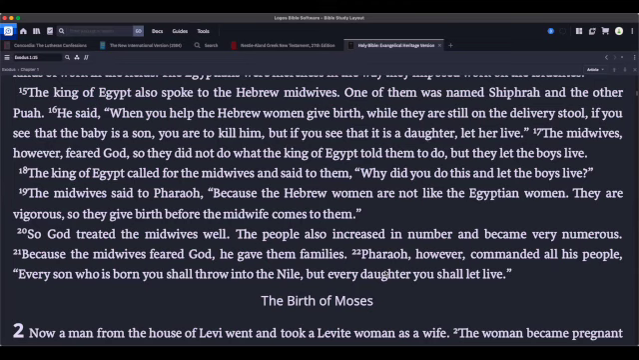The king of Egypt called for the midwives and said to them, "Why did you do this and let the boys live?" The midwives said to Pharaoh, "Because the Hebrew women are not like the Egyptian women. They are vigorous, so they give birth before the midwife comes to them." So God treated the midwives well. The people also increased in number and became very numerous. Because the midwives feared God, he gave them families. Pharaoh, however, commanded all his people, "Every son who is born you shall throw into the Nile, but every daughter you shall let live."